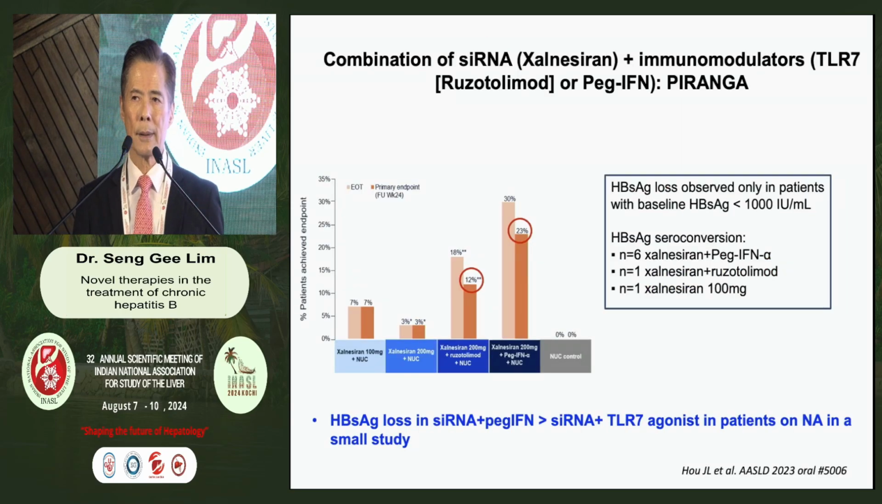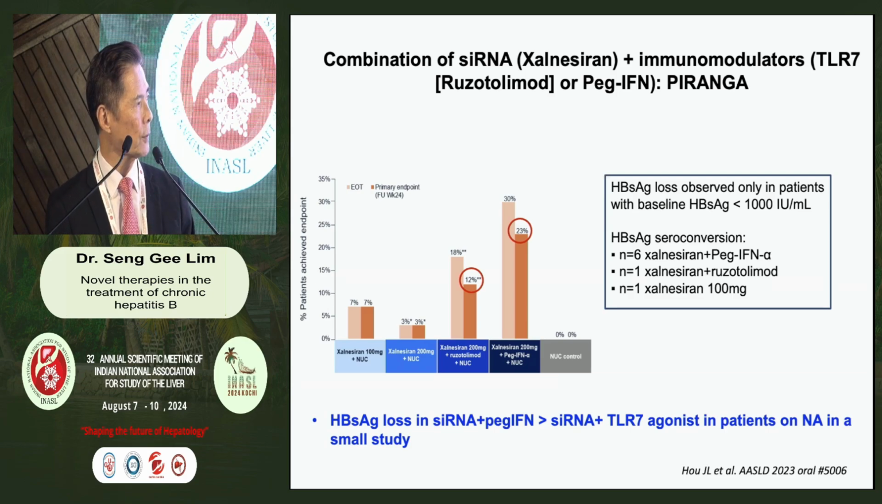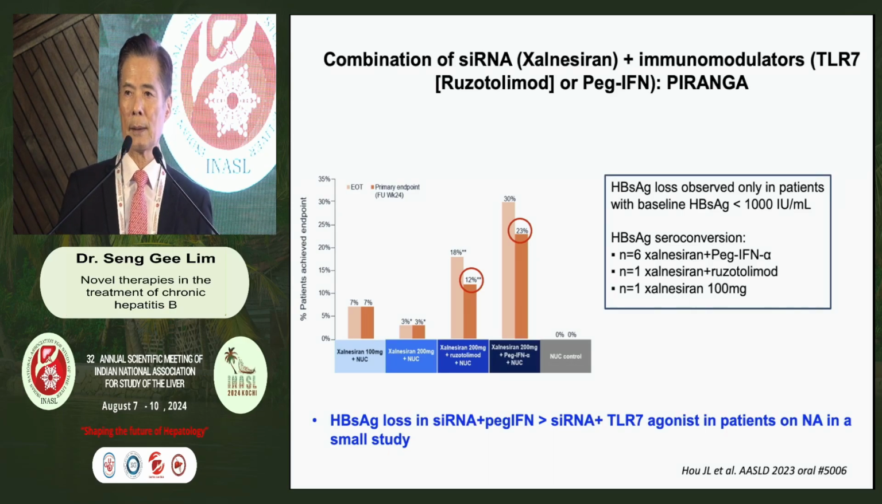How does a TLR7 agonist compare with interferon? This is a Roche study, Paranga, and here it's a 4-arm study, and I want to highlight these 2 arms. This is rugotimod, a TLR7 agonist, together with zalnisaran, which is a siRNA from Roche, combined with a nuke, and instead of a TLR7 agonist here, you substitute interferon. You can see here that the primary endpoint was achieved in 12% with TLR7, but 23% with interferon. Again, small numbers of patients, but it seems to indicate that interferon works better than a TLR7 agonist.